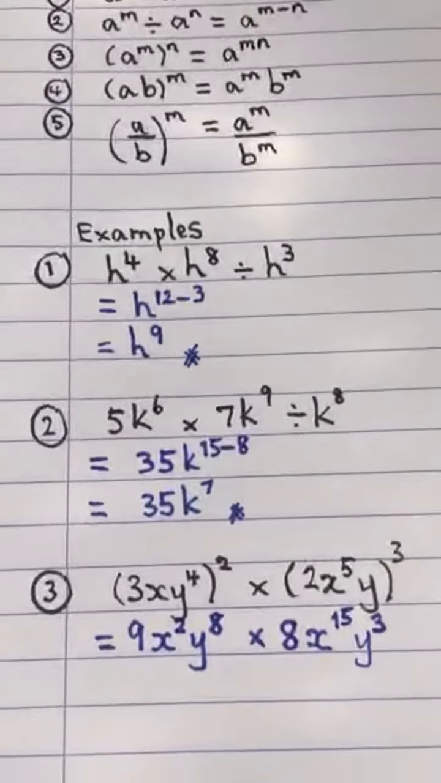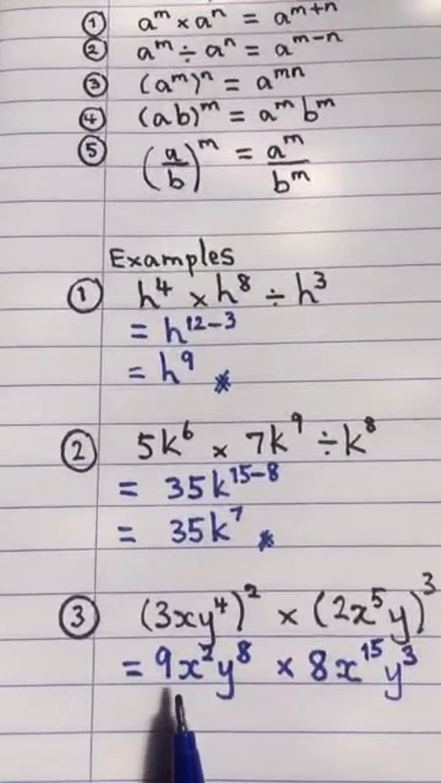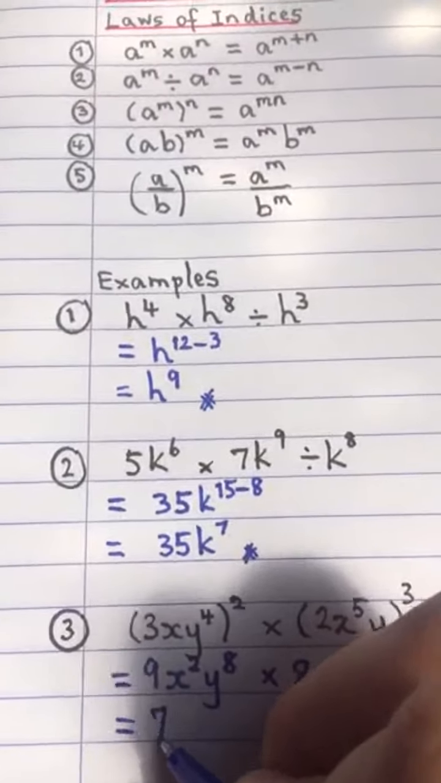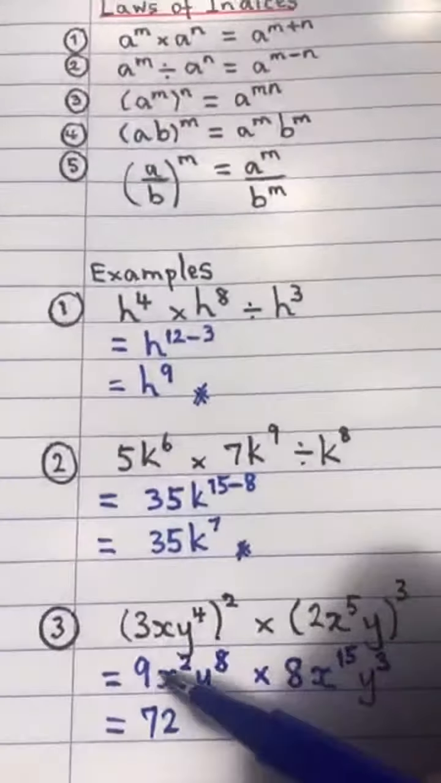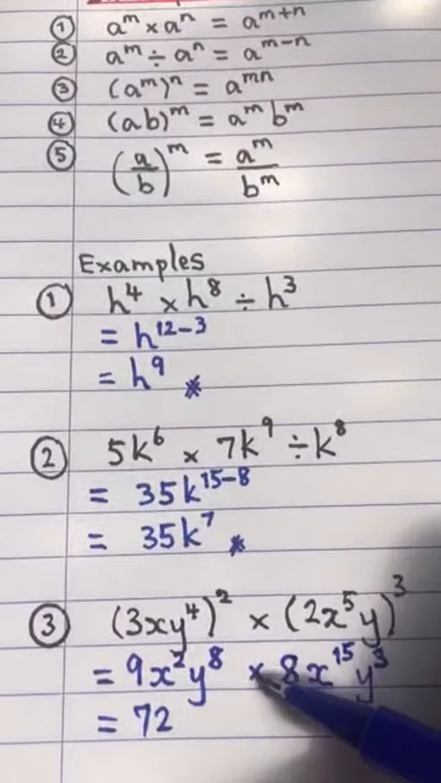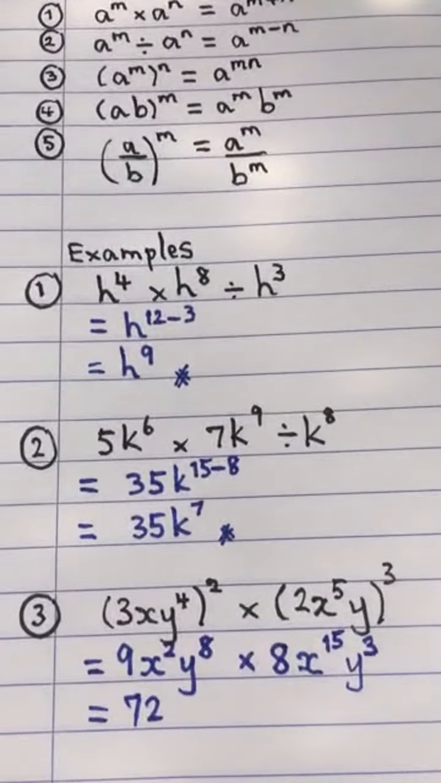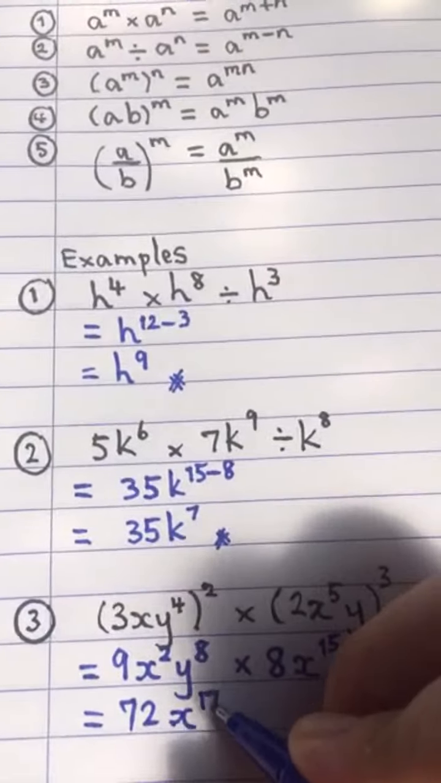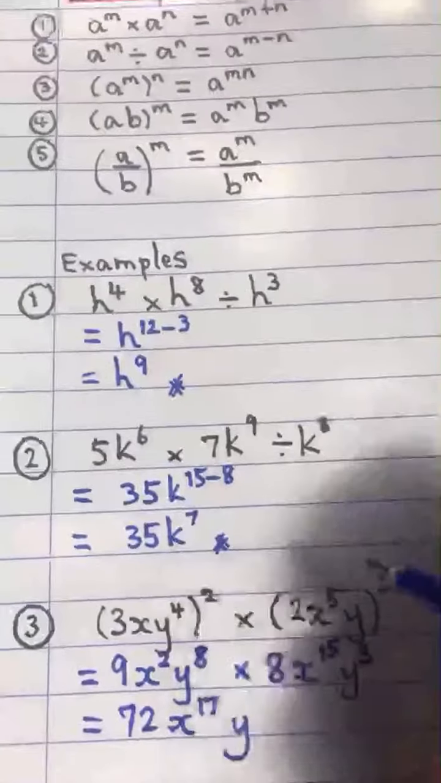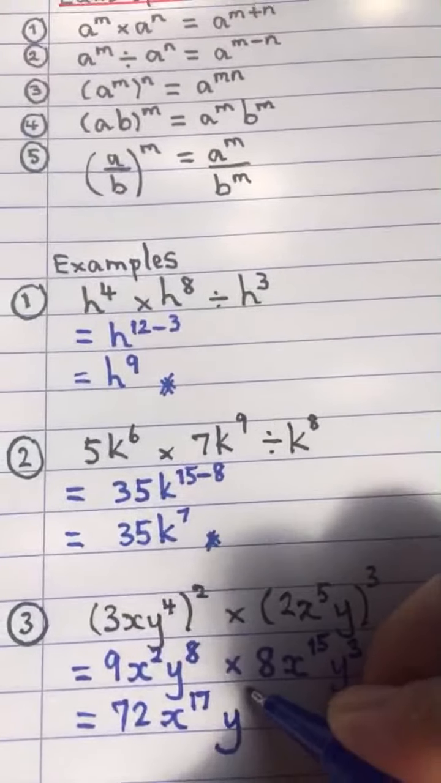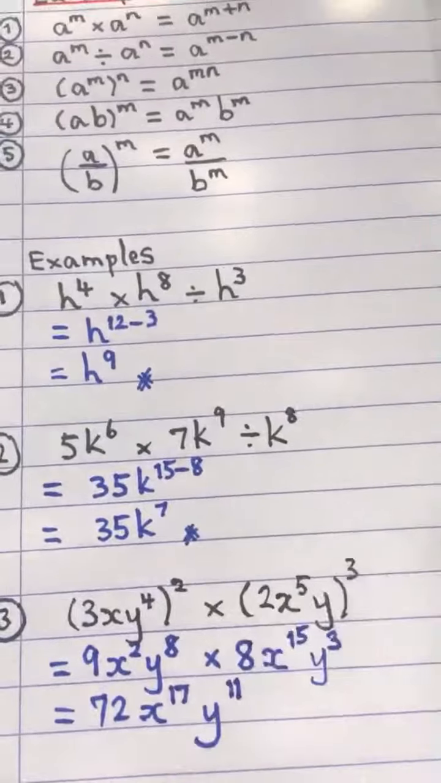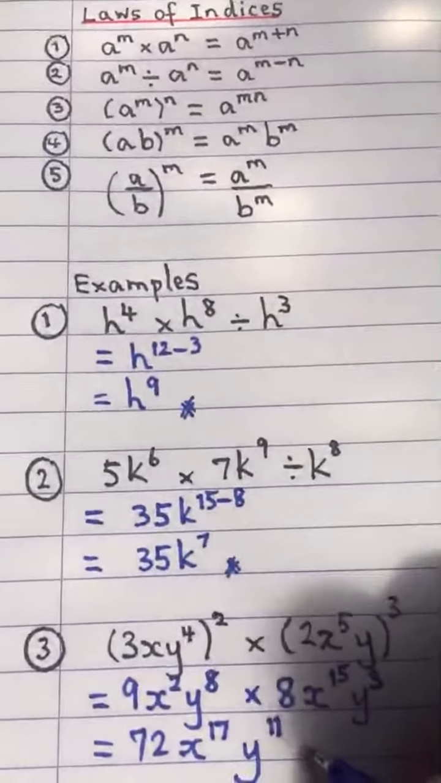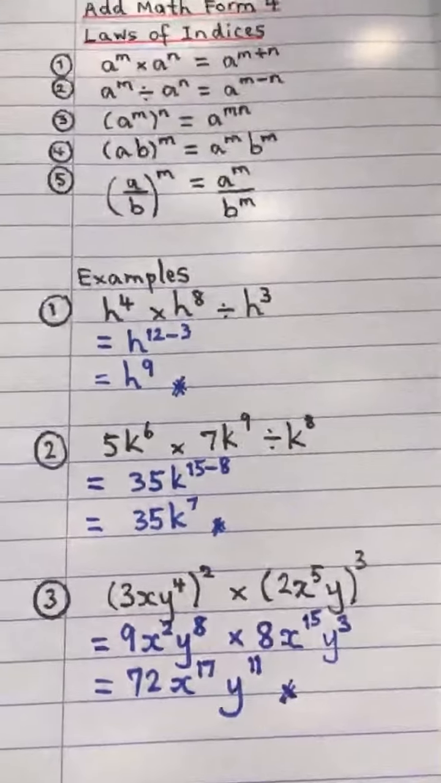Now we combine these two expressions. You look at the number first, so you get 9 and 8, and 9 times 8 will be 72. Then x squared and x power 15. When you see multiplication, you add the powers, so 2 plus 15 will be 17. And then y, 8 plus 3, which is 11. So you should get 72, x power 17, y power 11. This is the final answer.